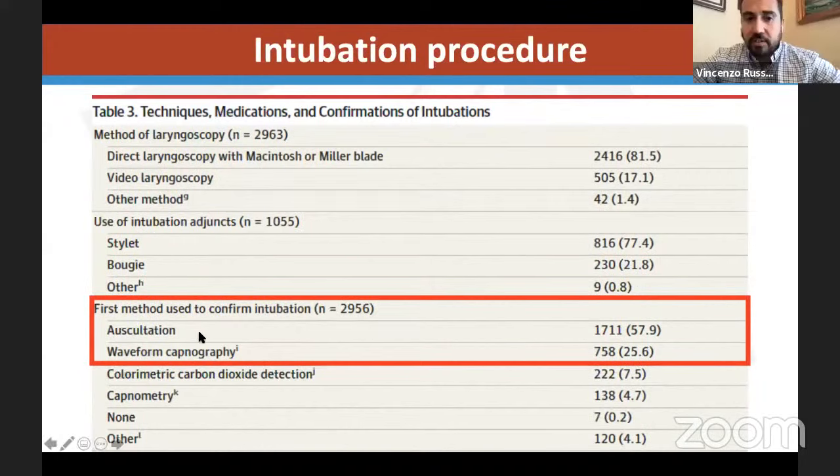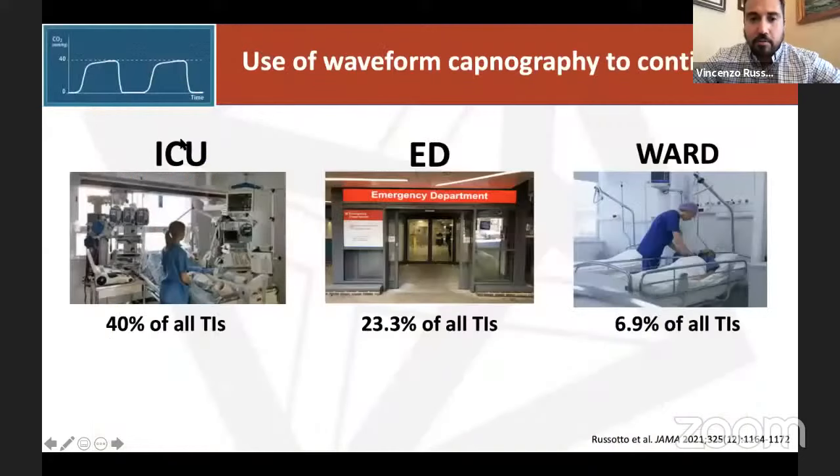But probably the most striking observation comes from the monitoring that has been applied. Only 25% of patients had waveform capnography in place during the procedure, which is a really impressive result. In the ICU, we observed a slightly higher use of capnography, 40%, but it is still really below what is considered the standard of care. And in the emergency department, 20% of patients were under capnography.